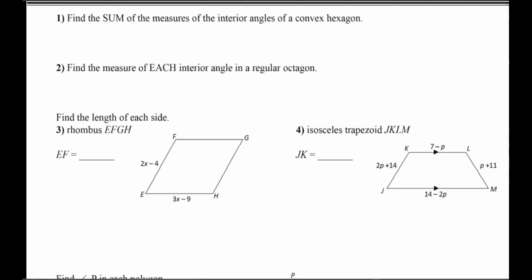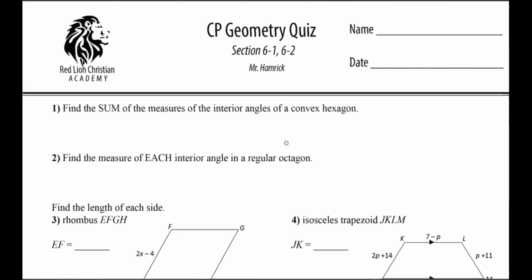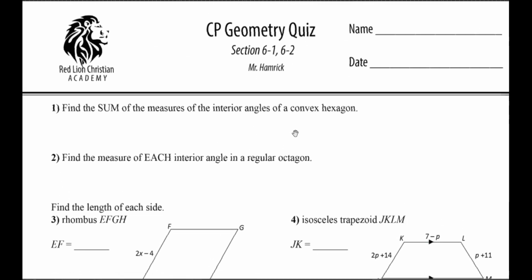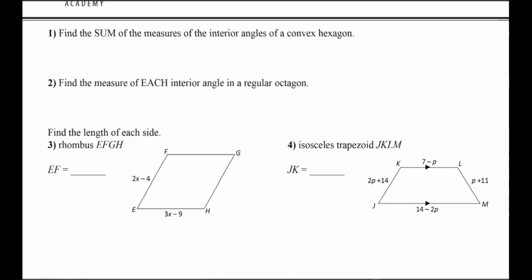All right, so let's go over this 6162 quiz, even though you did not take the quiz. There it is right there, 6162. This is review for your test. This is stuff that you were supposed to do, and we covered it. So even though we didn't have a quiz on it, it's still going to be on the test.